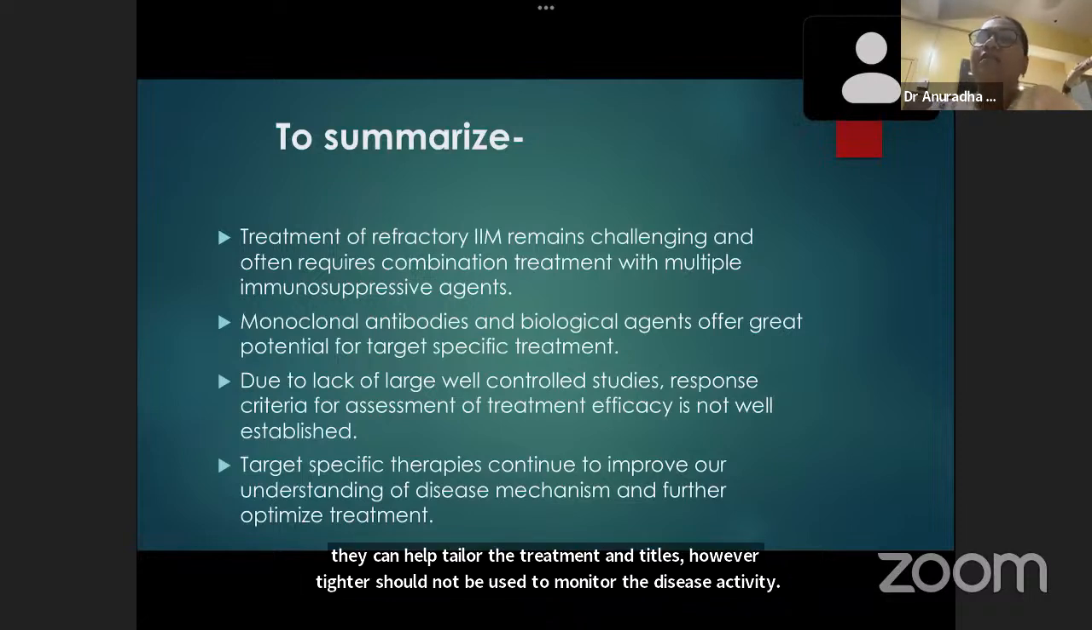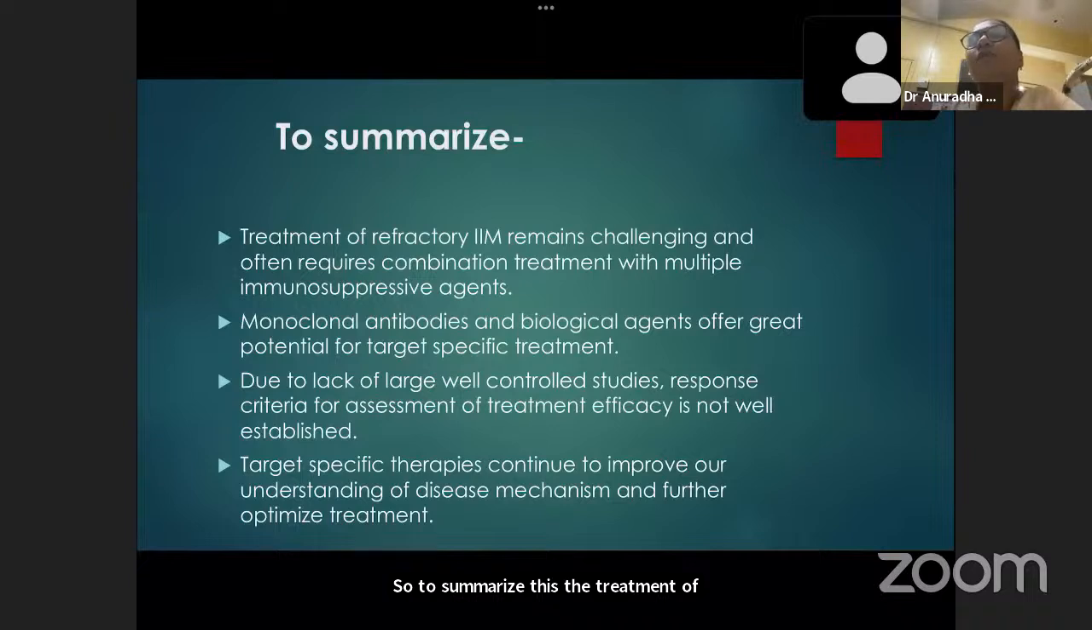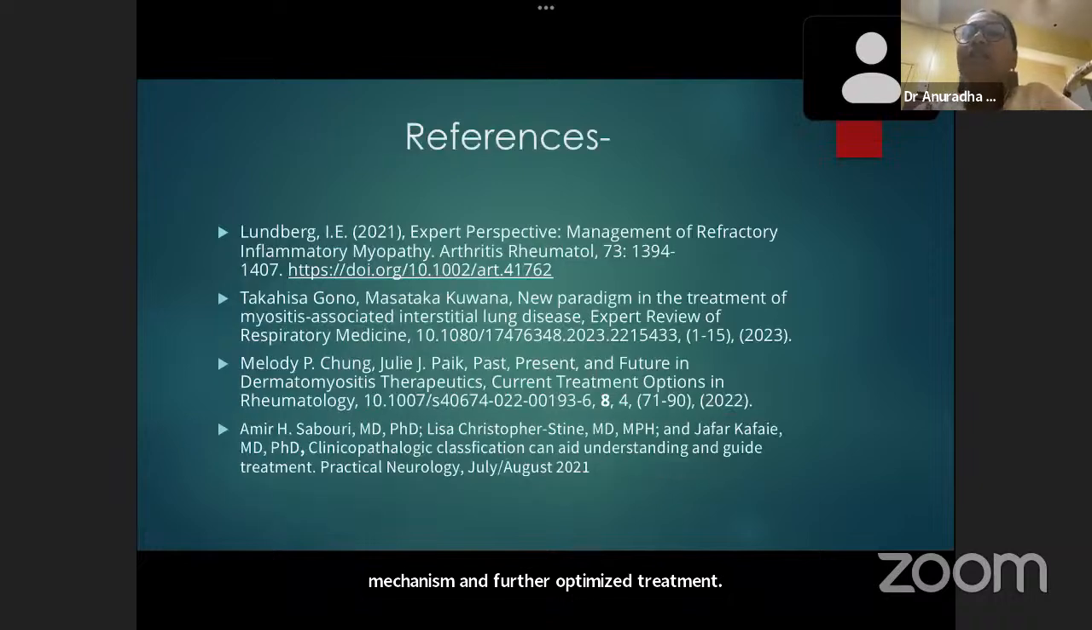To summarize, the treatment of refractory IIM remains challenging and often requires combination treatment with multiple immunosuppressive agents. Monoclonal antibodies and biological agents offer great potential for target-specific treatment. Due to lack of large, well-controlled studies, response criteria for assessment of treatment efficacy are not well established, and target-specific therapies continue to improve our understanding of the disease and mechanism and further optimize treatment. These are my references.